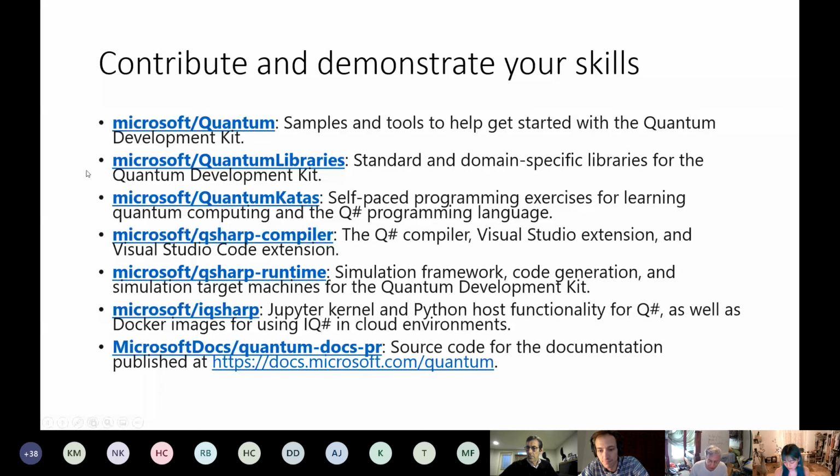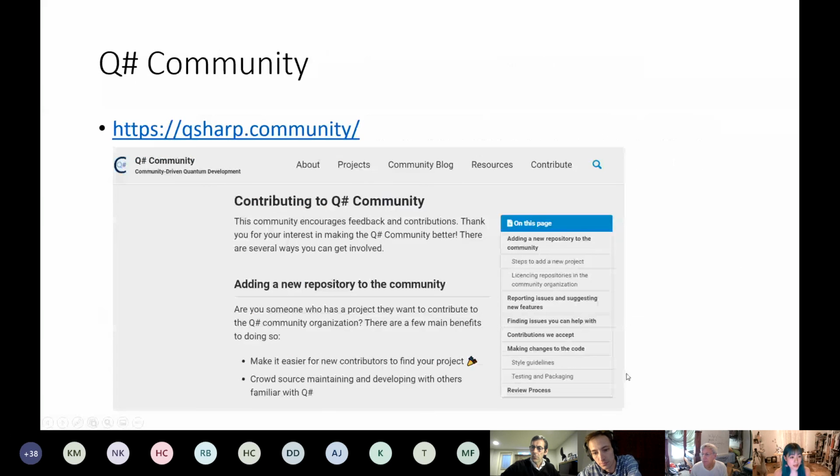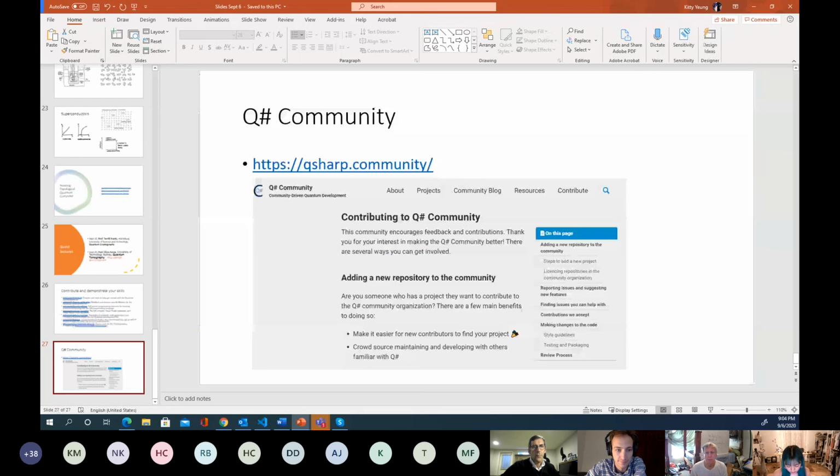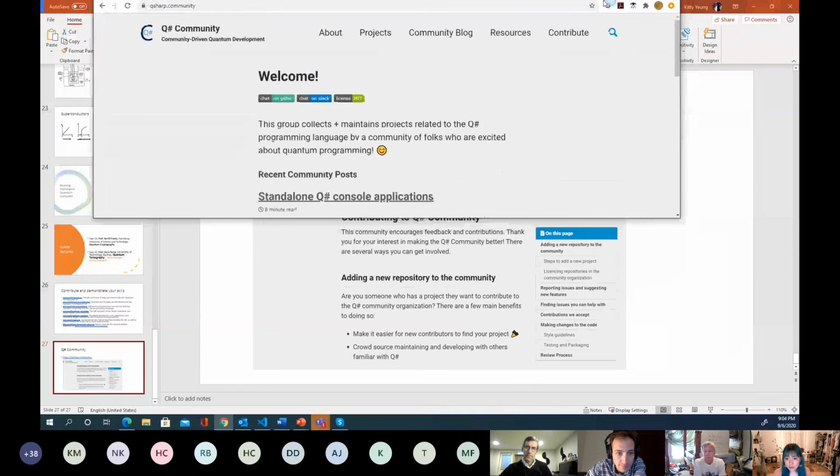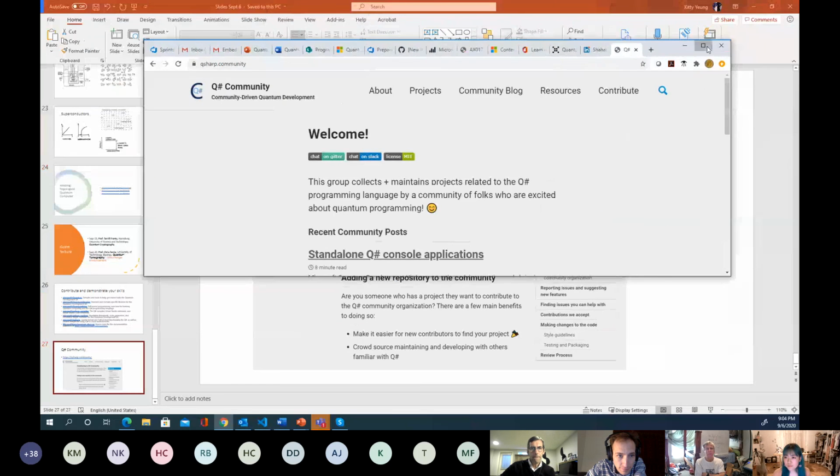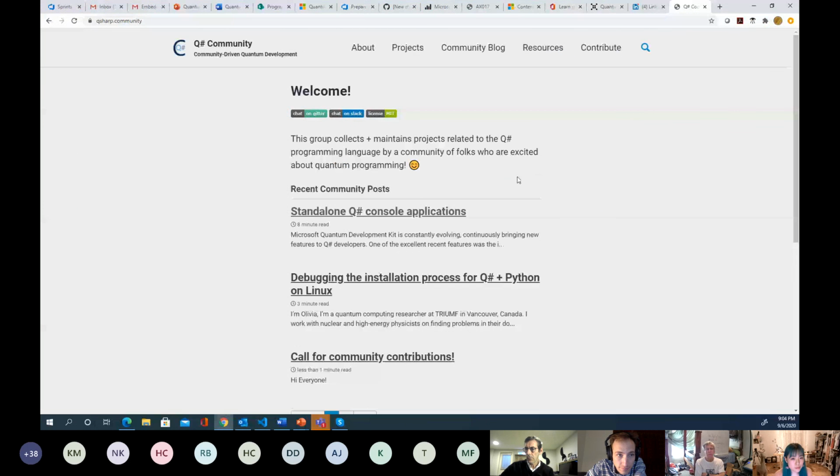Also to remind you that these are the official Microsoft places. And we also have a great Q-Sharp community. Note that this is an established organization and an official site. I will actually show you their website here. It's a great community of programmers developing using Q-Sharp. It is qsharp.community.